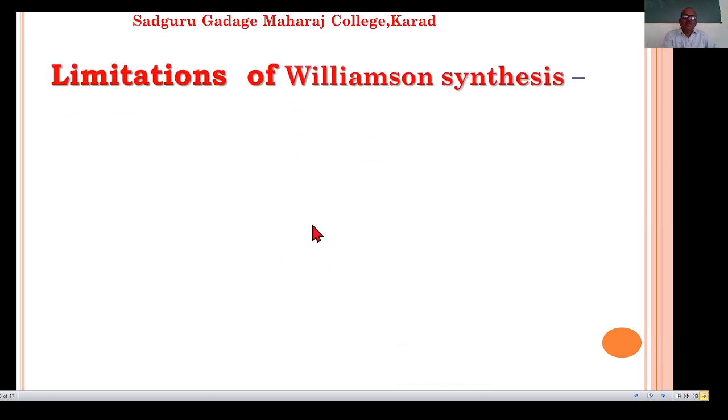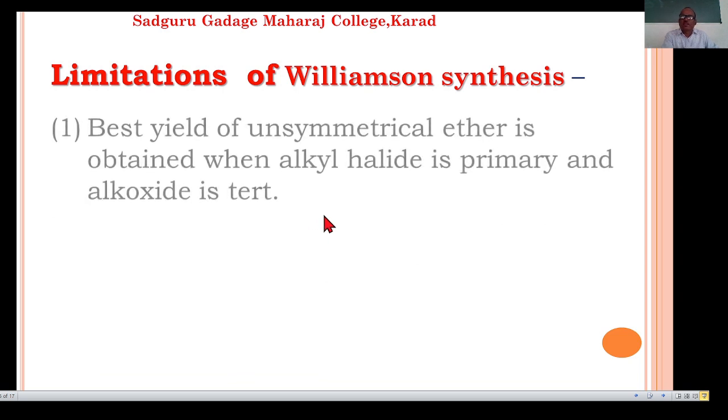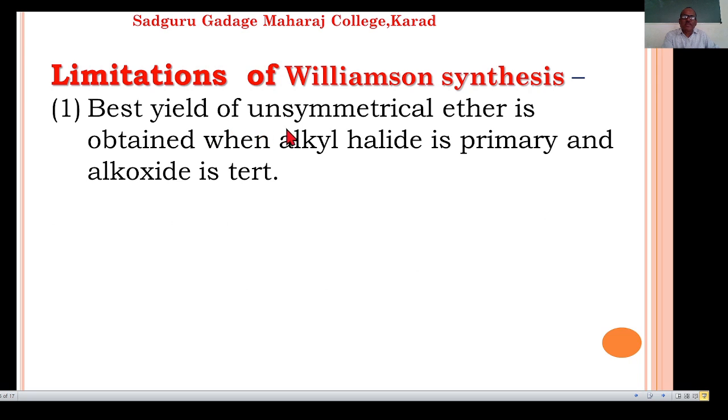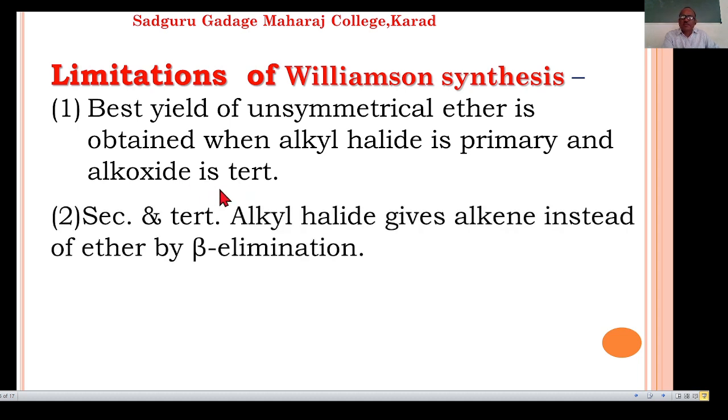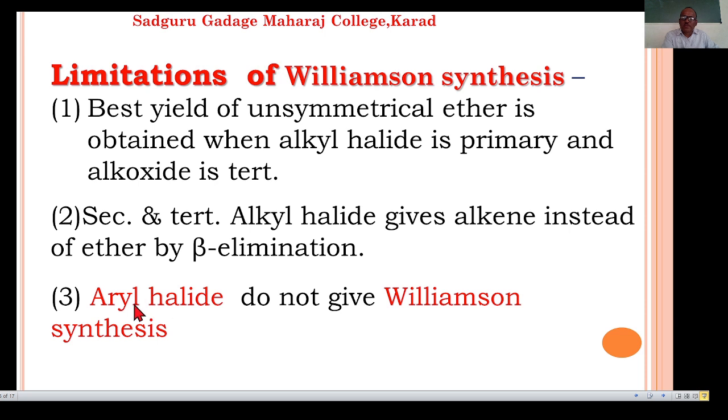Then what are the limitations of this Williamson synthesis? The first limitation is that the best yield of unsymmetrical ether is obtained when the alkyl halide is primary and the alkoxide is tertiary. Second limitation, secondary and tertiary alkyl halides give alkene instead of ether by beta elimination. And the most important limitation, the third limitation, is that aryl halides do not undergo Williamson synthesis. So these are the main three limitations of Williamson synthesis.